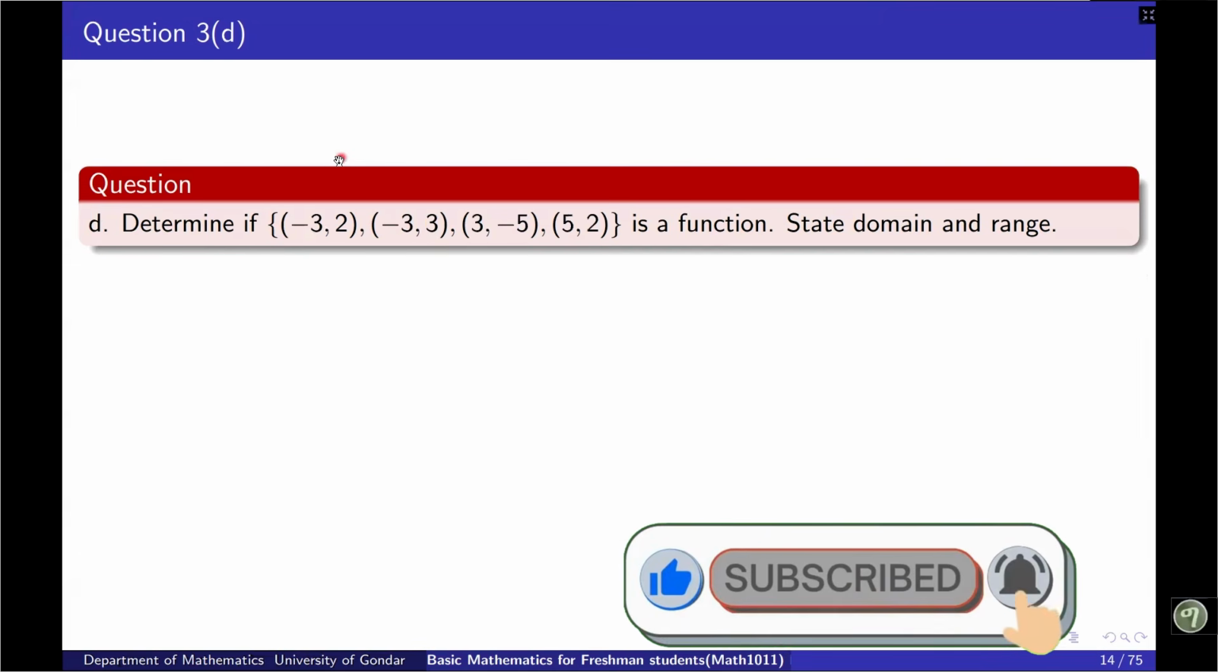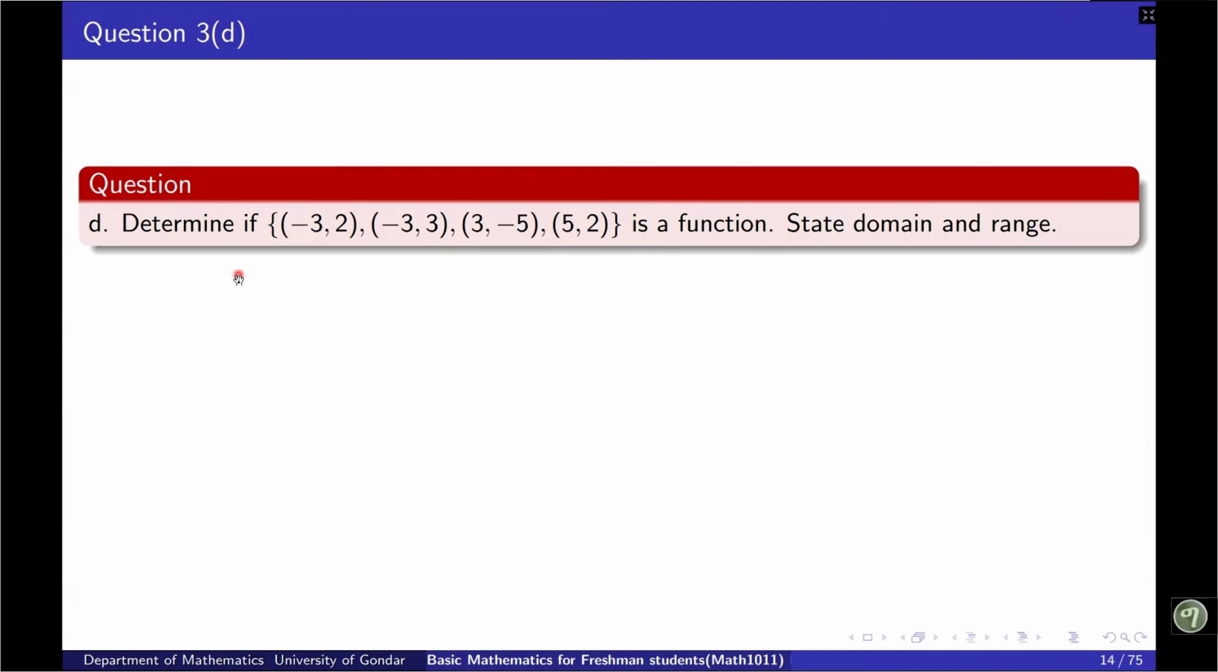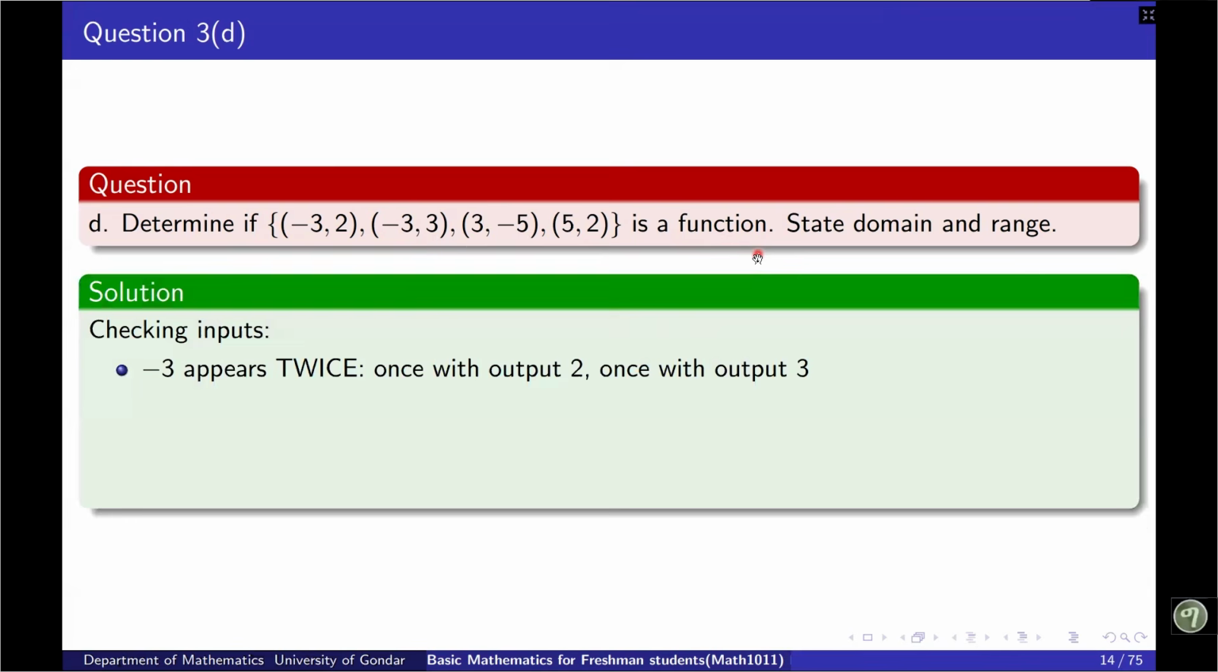Okay, so the next one, determine if this relation is also a function. That is the same question. So in order to check whether this relation is a function or not, we know that -3 appears twice, with 2 and this one, that's simply 3: -3 with 2, -3 with 3, that means.